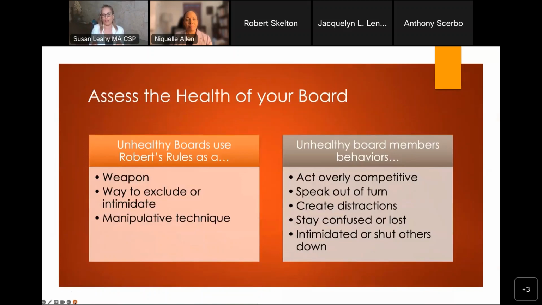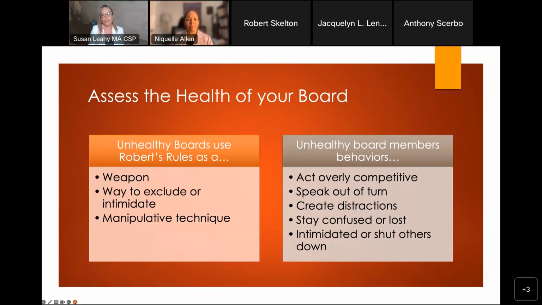Now, when you're thinking about a healthy board dynamic, the first thing I want to invite you to do is to assess the health of your board. I'm going to ask a few questions. Have you ever served on a board where they use Robert's Rules of Order as a weapon? Have you ever been in a meeting where they use Robert's Rules of Order as a way to exclude or intimidate? Have you ever seen anybody use Robert's Rules of Order as a manipulative technique? I think there are probably some people out there going, yeah, we've seen that. And so I think we need to start calling out that behavior as unhealthy, because at the end of the day, Robert's Rules of Order really is a tool that will support you in being more productive when it's used properly.